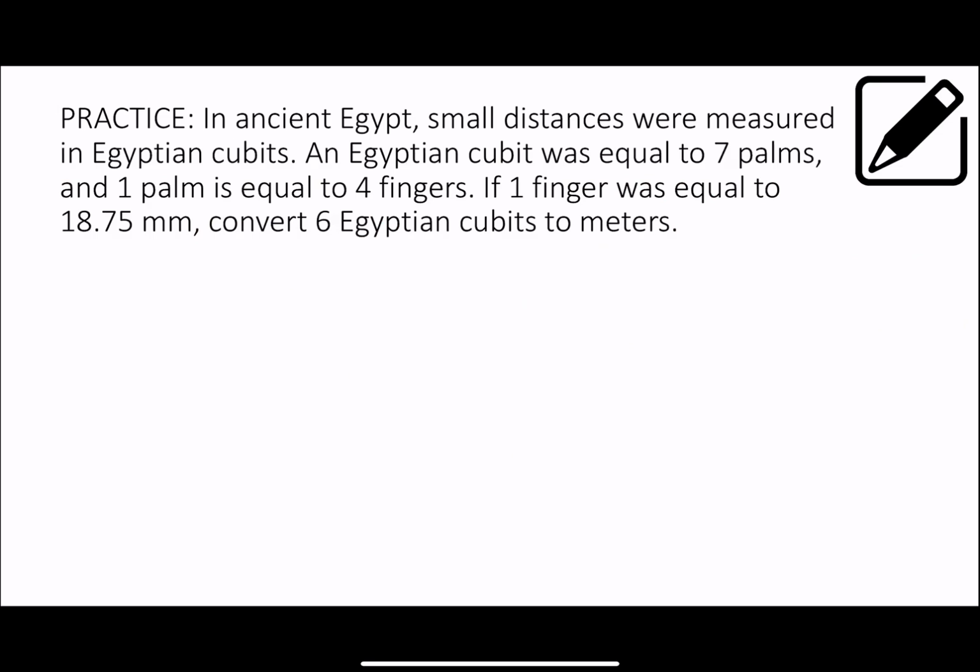It says in ancient Egypt, small distances were measured in Egyptian cubits. An Egyptian cubit was equal to 7 palms, and 1 palm is equal to 4 fingers. If 1 finger was equal to 18.75 mm, which is millimeters, convert 6 Egyptian cubits to meters. So this is our task, and they gave us quite a bit of conversion factors.